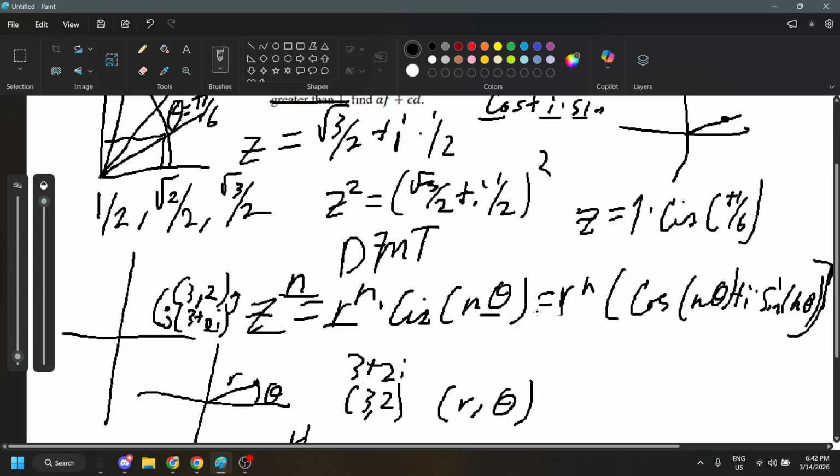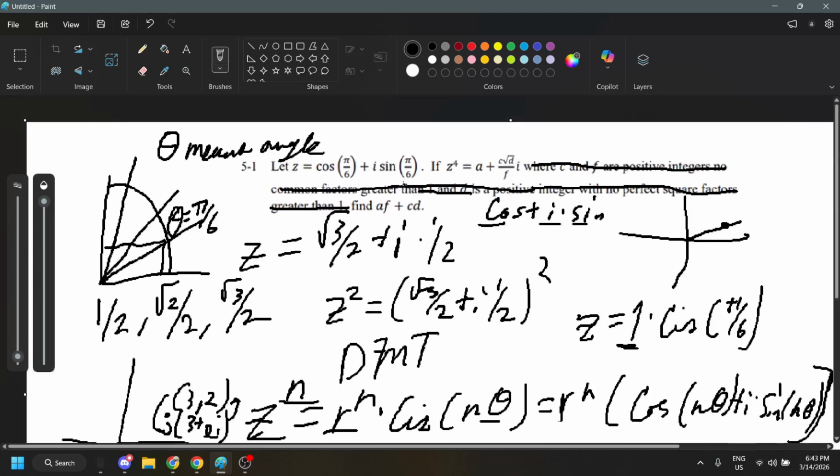Okay, then what's theta? What is z equal to? So we see here that r is going to be 1 because we define z to be this. So we could also write it as z is equal to 1 times cis of pi over 6. So this 1 is our distance away from the center. It's our radius. Okay, we're almost done.